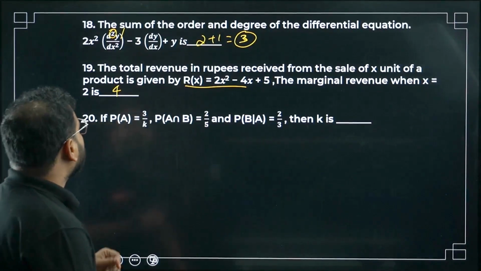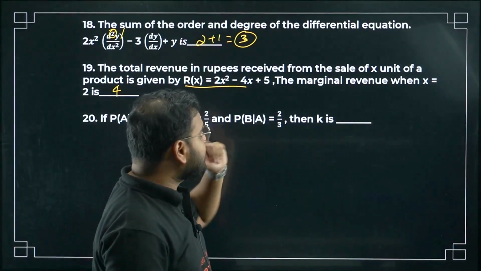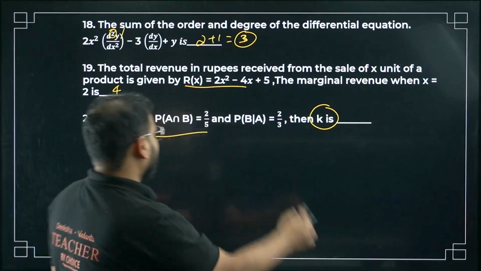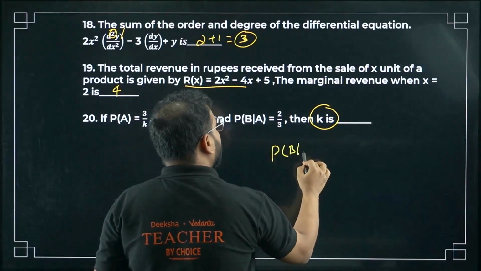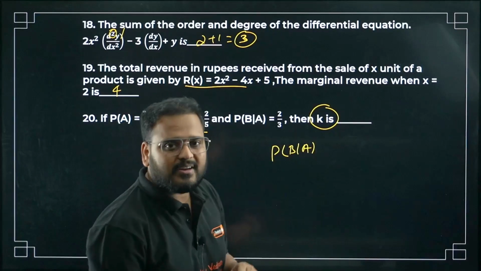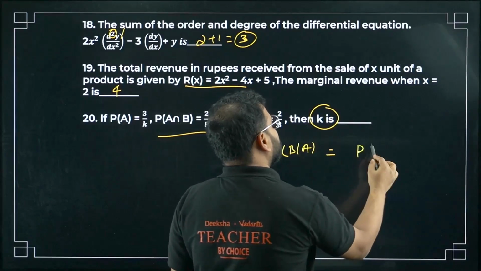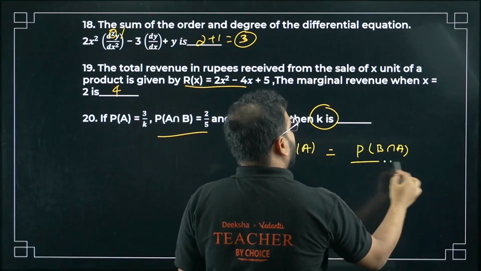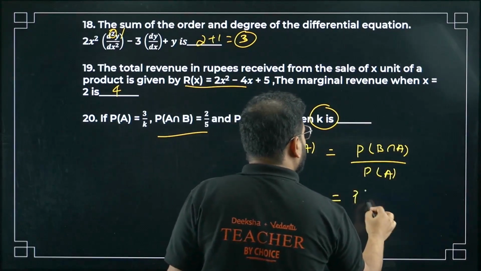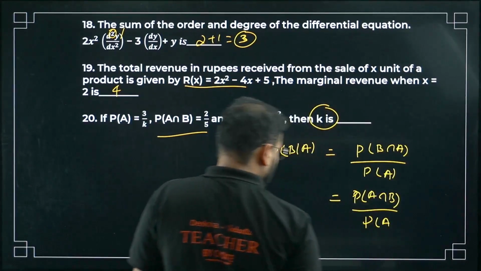What I have, P of A is 3 by K, P of A intersection B is 2 by 5, P of B conditional A is given as 2 by 3. Find the value of K. How can we solve it? For this, P of B conditional on A, we are looking for the probability of B where A has already occurred. That's how we define it. Event A has already occurred, looking for the probability of getting the event B also. I'll define it like this: P of B intersection A divided by P of A. Agreed? We can write P of A intersection B, which is also the same thing, divided by P of A.